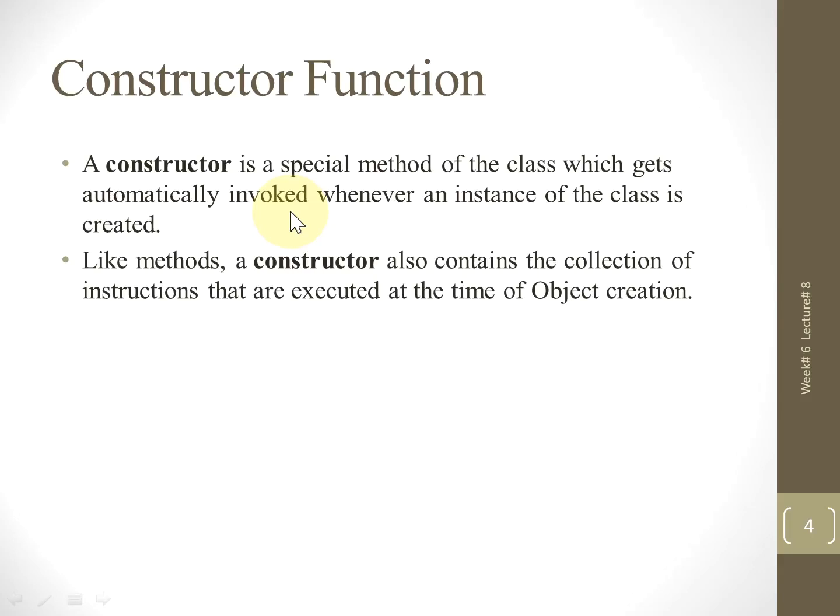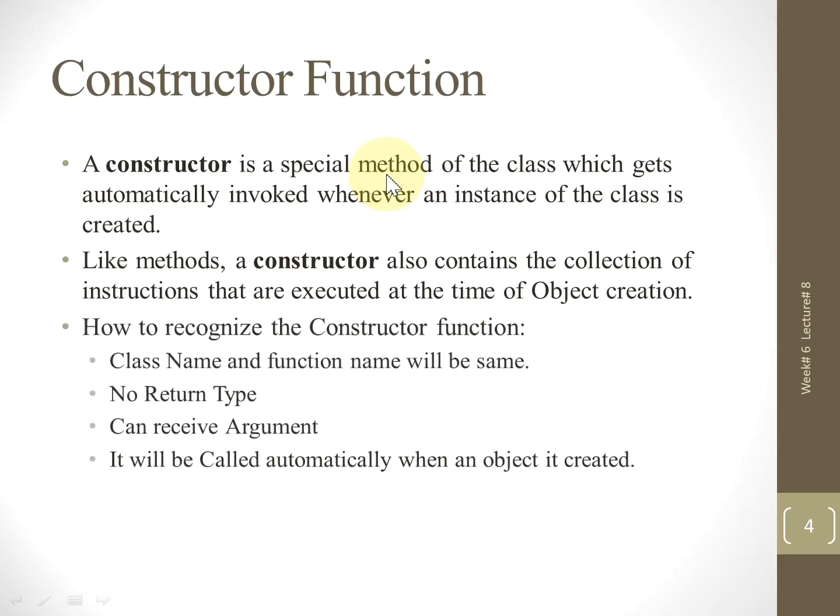So, as we already discussed, a function means to solve a specific problem or to solve a specific functionality. A constructor is also like a function, like a method, which is used to solve a specific problem. But what is the difference? I have told you it is a special function. Special function means it has some speciality. Number one, how to recognize this special function?